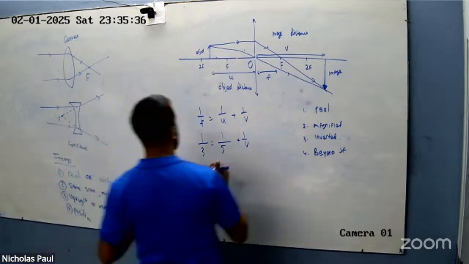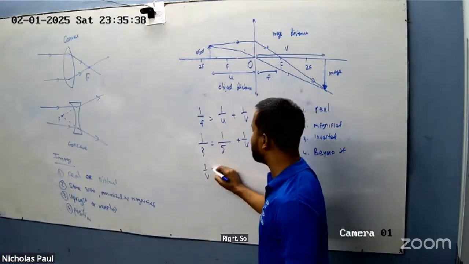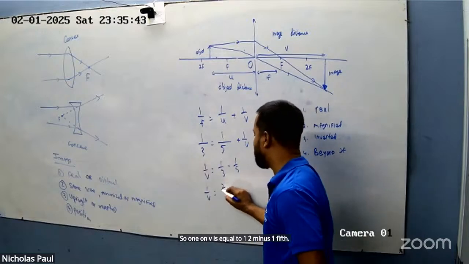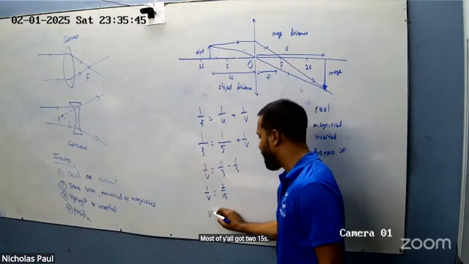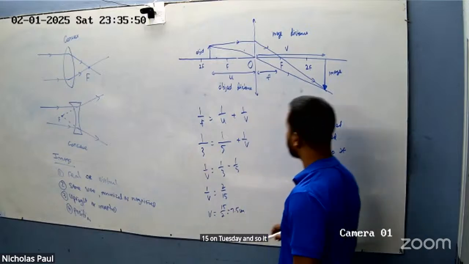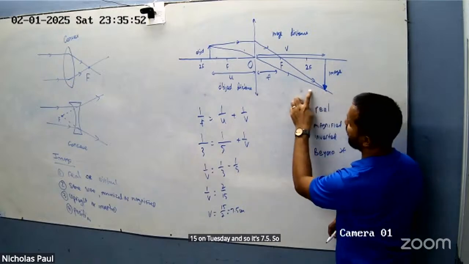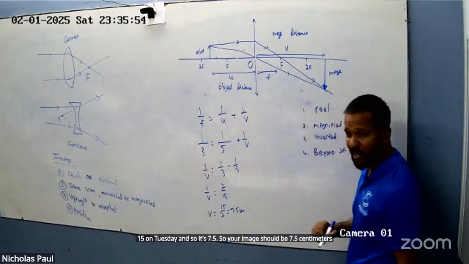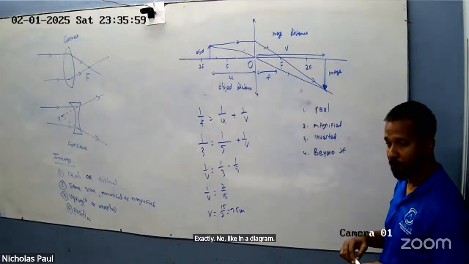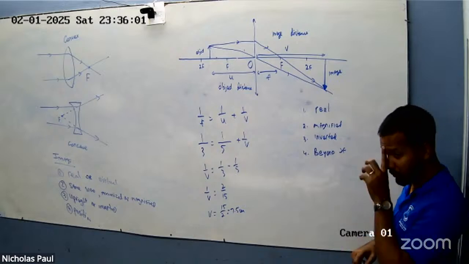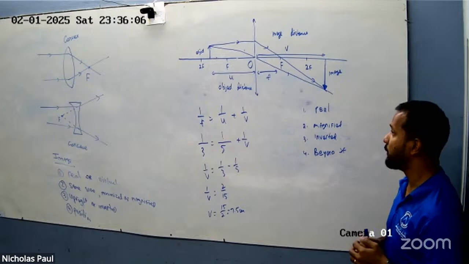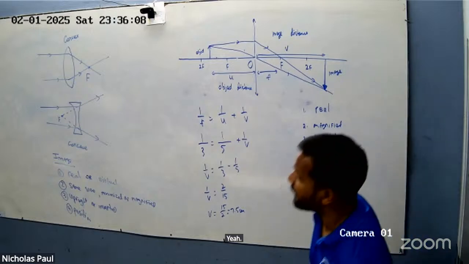Right, so 1 on V is equal to 1/3 minus 1/5. Most of you all got 2/15ths, but remember you had to flip it over. 15 on 2, so your answer is 7.5. So your image should be 7.5 centimeters away. Anybody got that? 7.5? Exact? No, like in the diagram. Well, check it. It should be a steel diagram.